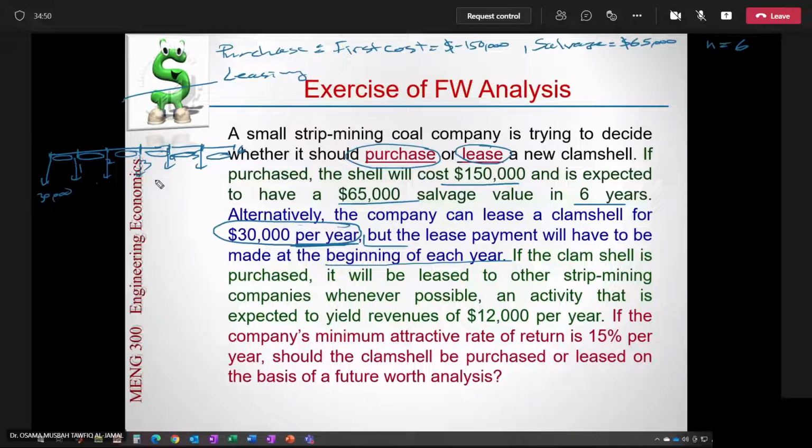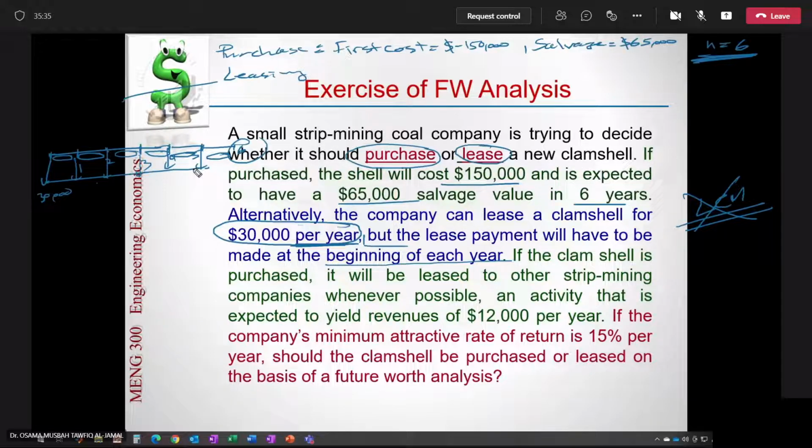But why 6? It's not mentioned here for how long they are going to rent it or lease it. It's your call. You can say, okay, they are going to rent it only for 3 years, or for 7 years, or for 10 years. To do that, LN will be different. So don't put yourself into that. Instead of going for LCM, make the life equal. Since it's leasing without telling us for how long they are going to lease it, assume it is 6 years.